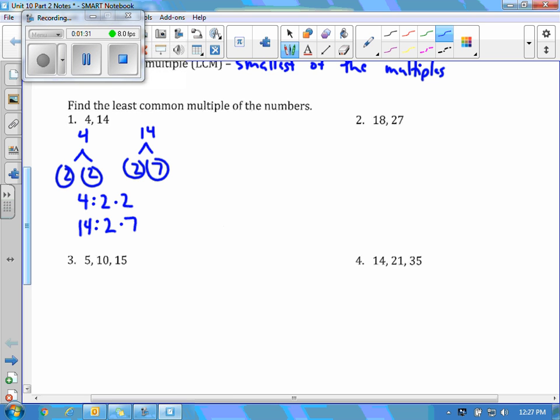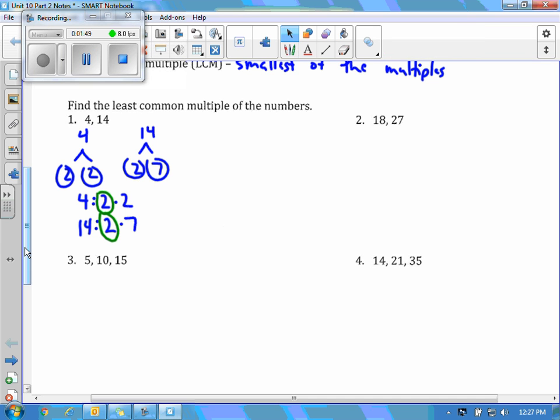So up to this point, it's exactly the same as greatest common factors. Now the next step is what's going to be a little bit different. So we want to start by circling what they have in common. So they have a 2 in common.